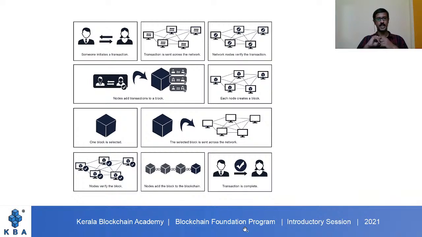Once that is checked by the node in the network, the next step is to send the transaction from that particular node to all the other nodes in the network. So this transaction is then broadcasted across the network. Next step, the nodes independently verify the transaction. Each and every node independently verifies whether the transaction is valid or not.